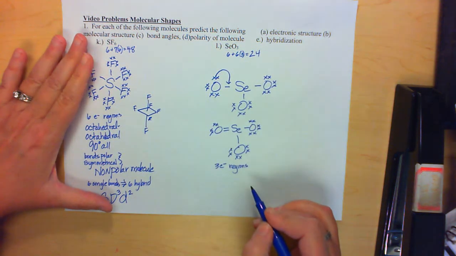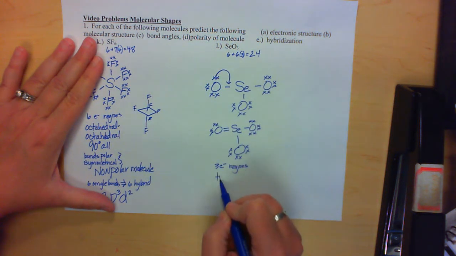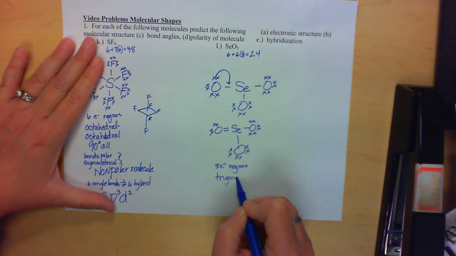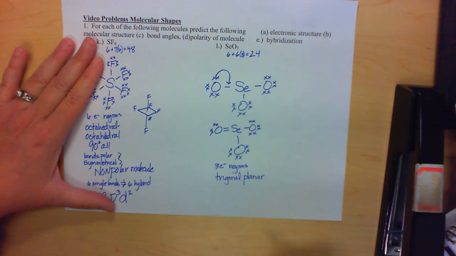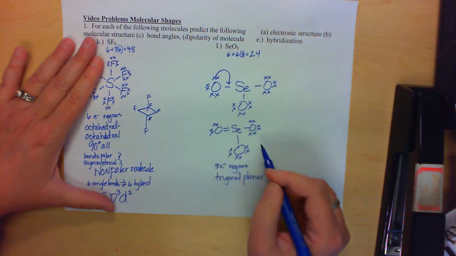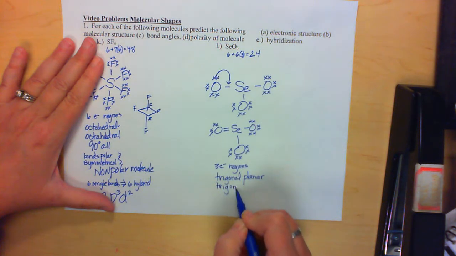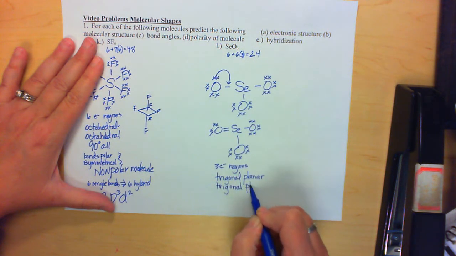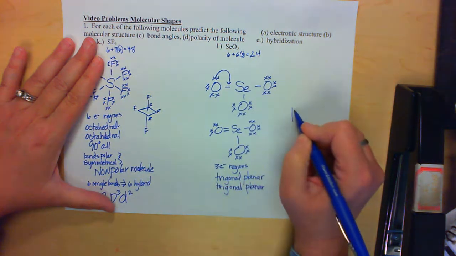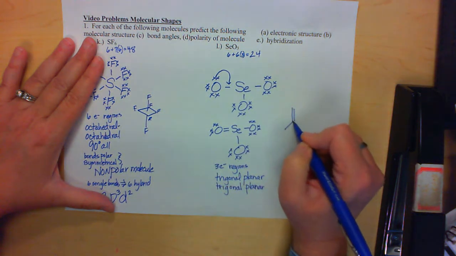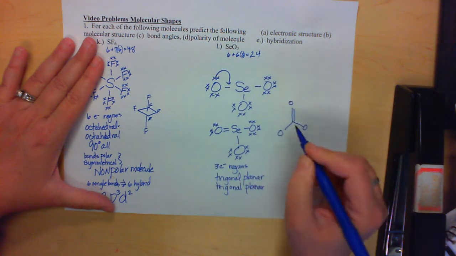So that being the case, 3 electron regions, that means that we're trigonal planar. Okay, because we still have 3 electron regions, they're all bonds, it's going to be trigonal planar for the shape. Now when we look at a trigonal planar, basically what we have is a triangle, so we have an oxygen, an oxygen, and an oxygen.